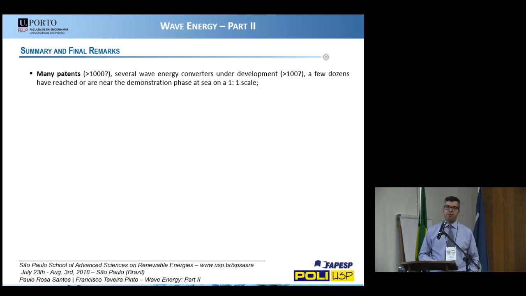So we have a lot of patents, so a lot of ideas that were already registered. So solutions to harness wave energy. There are several being presently studied and developed. Some were already tested at prototype scale, so 1-to-1 scale.